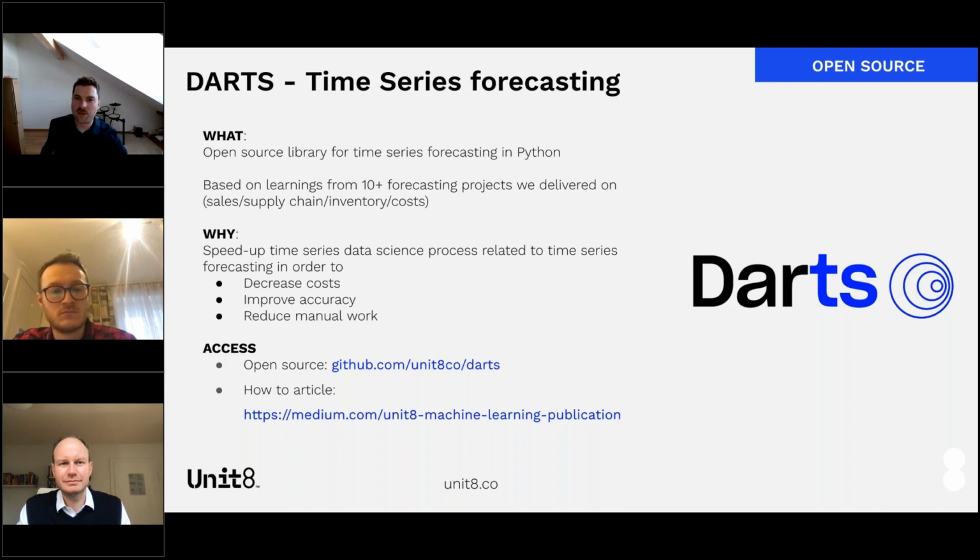And at some point we thought, okay, it's actually very useful. Probably it's useful also for others. So we could maybe also open source it. So it's actually open source. So if you are a technical person and you are interested in time series forecasting, don't hesitate to check it out on GitHub.